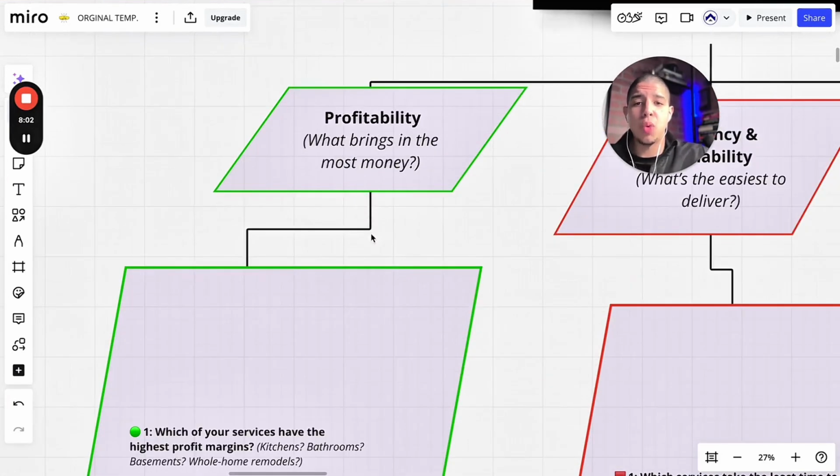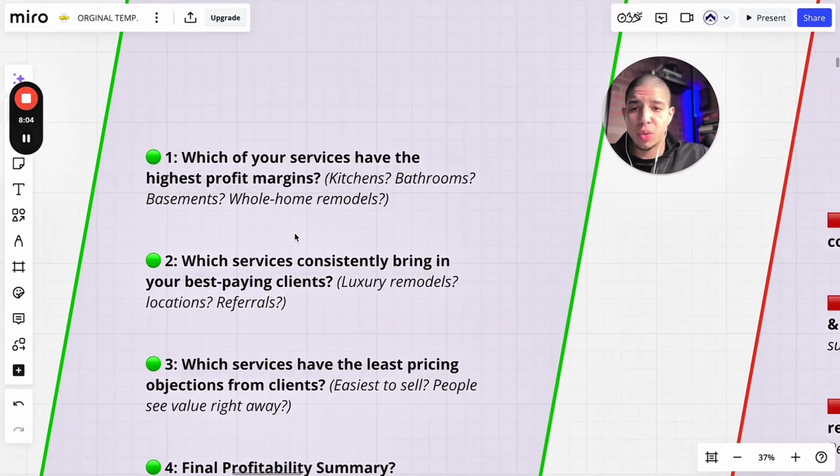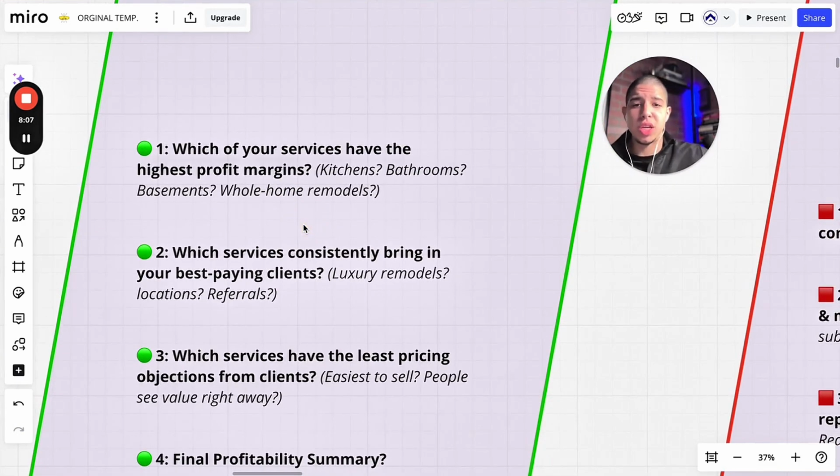So profitability, what brings in the most money? So ask yourself this question. Which of these services have the highest profit margins? Kitchens, bathrooms, basements, the whole home remodel, attics, basements, right?